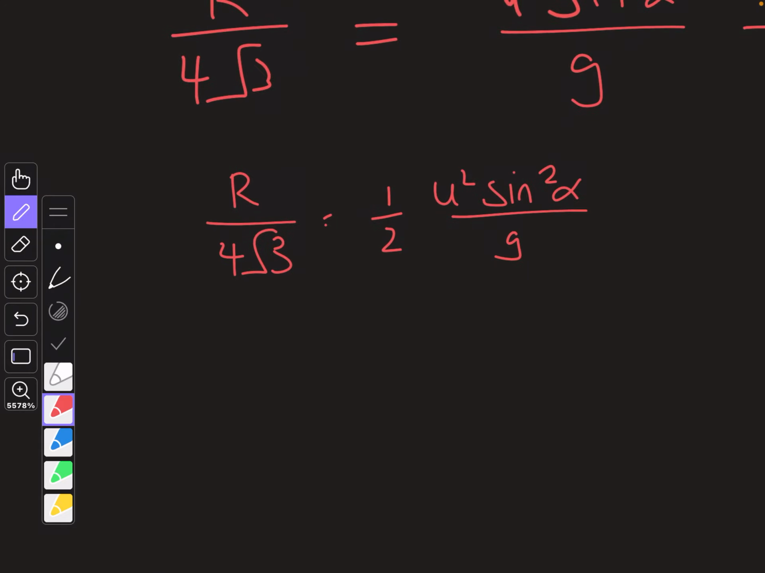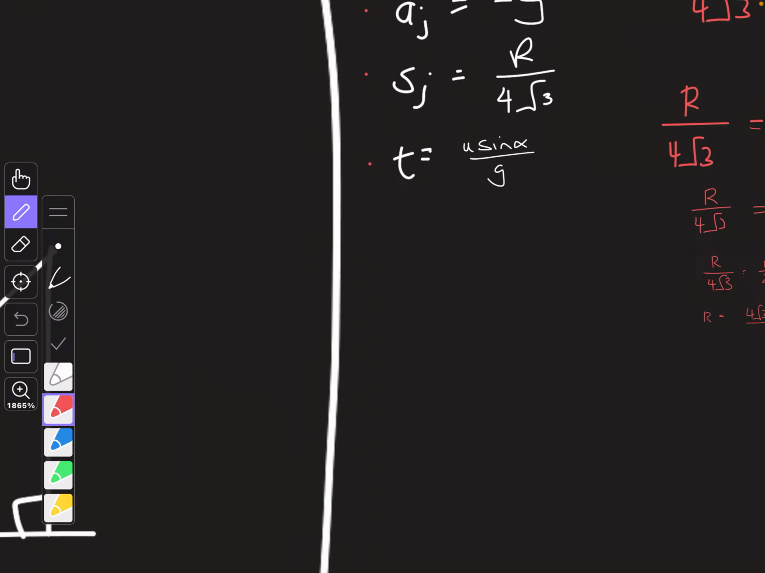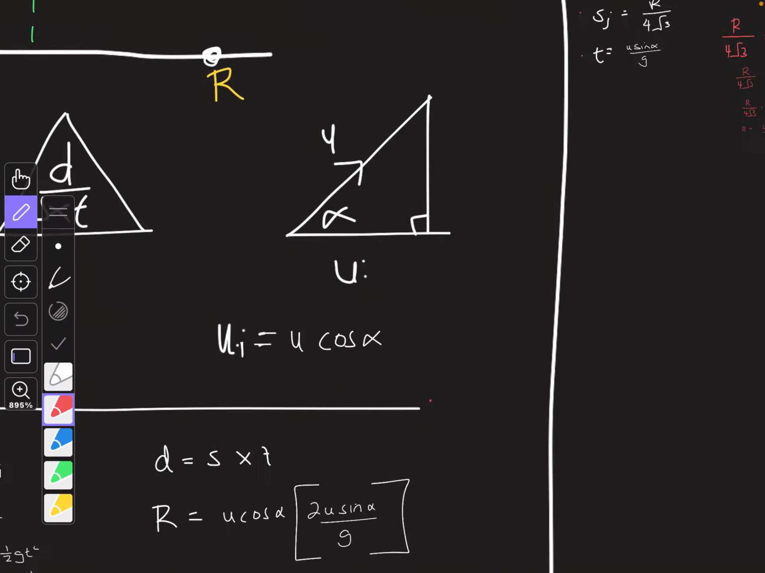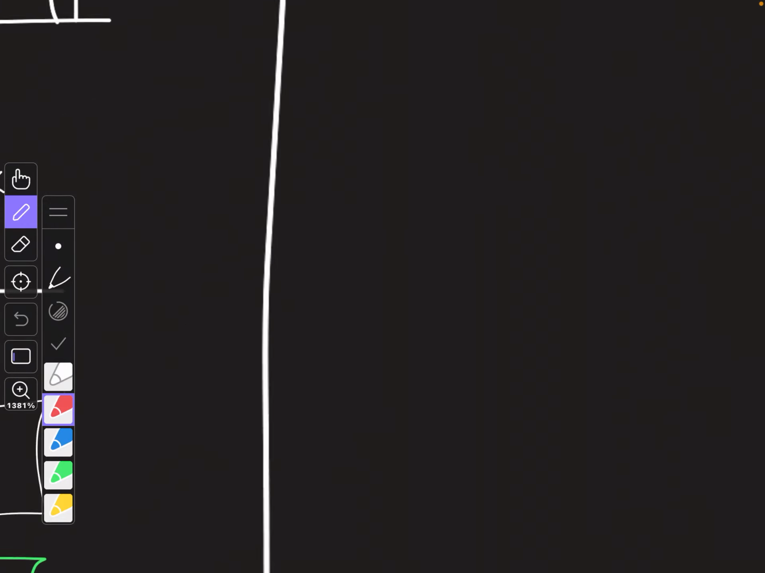I'm going to multiply both sides by 4 root 3 just to get rid of that. So I'm going to say it's 4 root 3 u squared sine squared alpha all over 2g. And now I'm going to replace the R. So let's go back to the question at hand. It's 2u squared cosine alpha sine alpha over g.